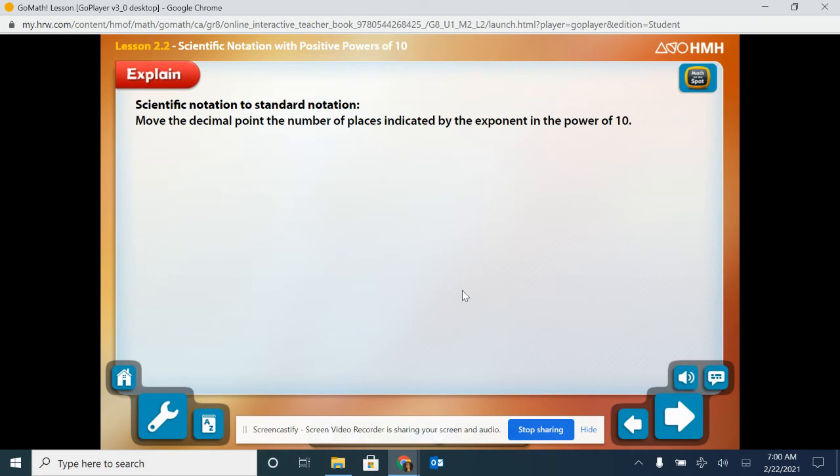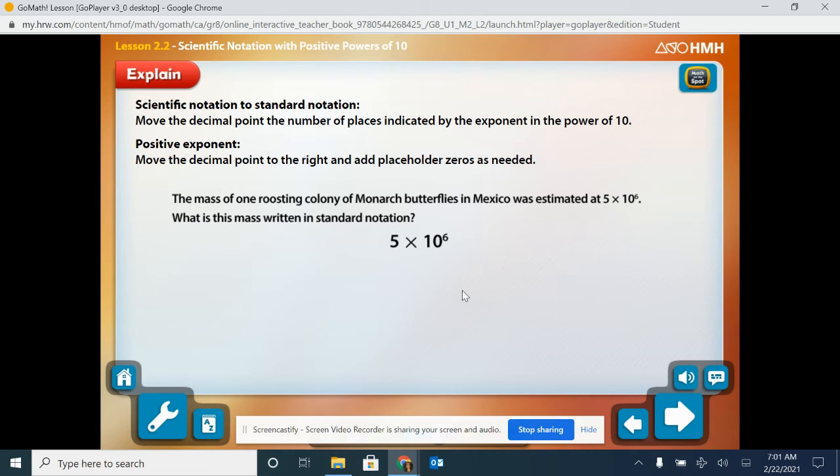To translate between scientific notation and standard notation, move the decimal point the number of places indicated by the exponent in the power of 10. When the exponent is positive, move the decimal point to the right and add placeholder zeros as needed. The mass of one roosting colony of monarch butterflies in Mexico was estimated at 5 times 10 to the 6th power. What is this mass written in standard notation? Using the exponent of the power of 10, how many places did the decimal move?